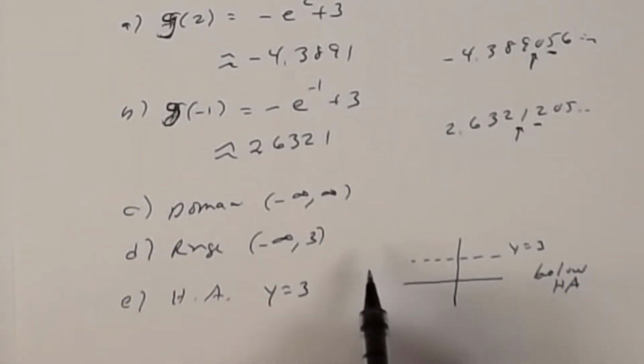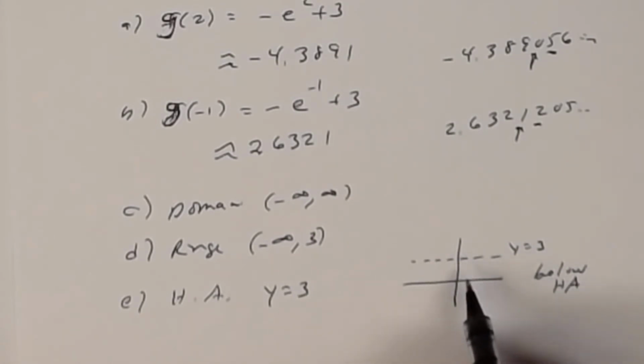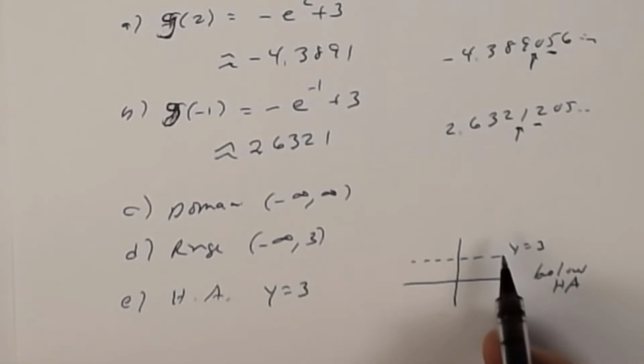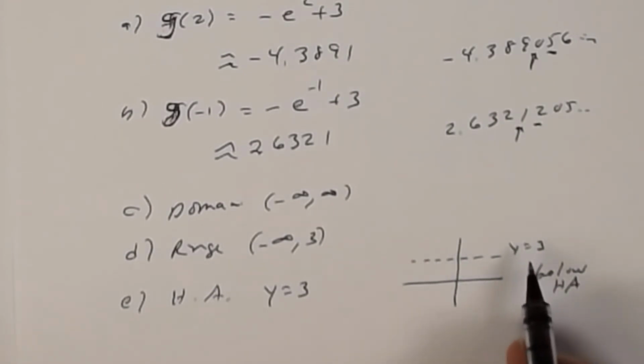Now remember, no bracket, because your graph gets closer and closer to the horizontal asymptote without touching it, without crossing it. So y is never going to be 3. You're never going to have a y value of 3. The y value is going to get closer and closer to 3, 2.999999 and so on. So that's why you have a parenthesis there.